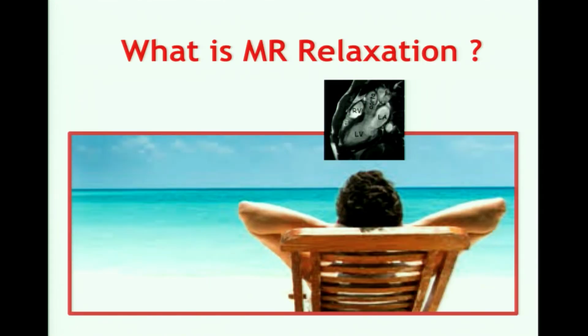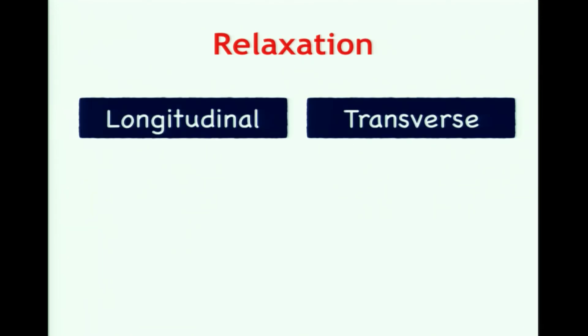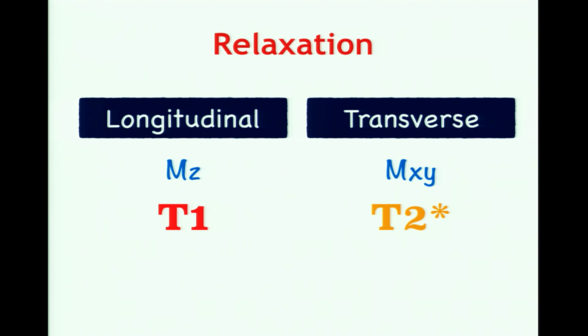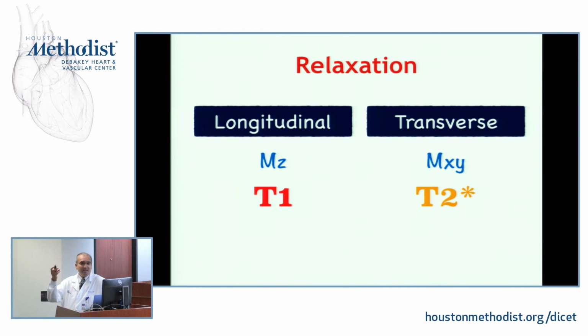So let's go back now, and we'll talk about the other aspect, which is MR relaxation. Once you tip the magnetization down, you're going to get relaxation that occurs in two directions. One is within the longitudinal plane, where you regrow the magnetization to go back up to the steady state. But in addition to that, you lose your magnetization in the horizontal or the transverse plane.